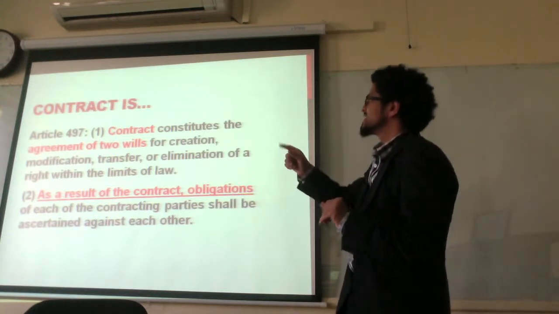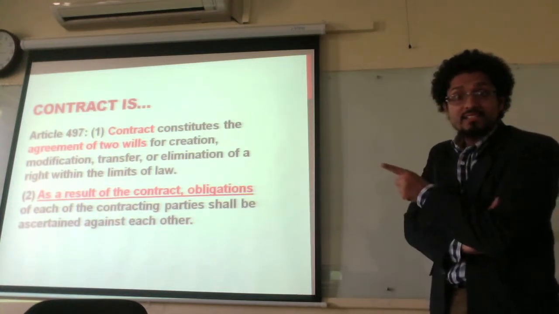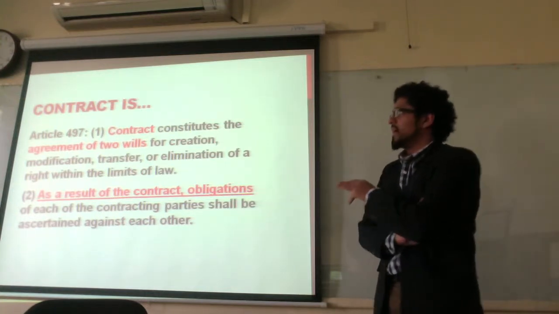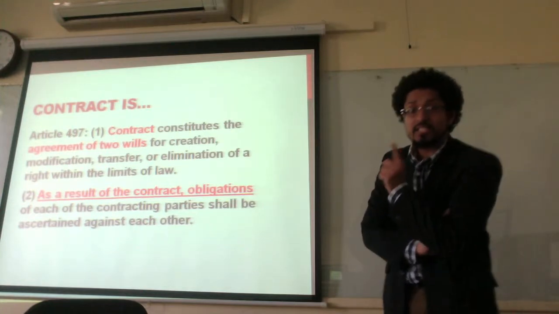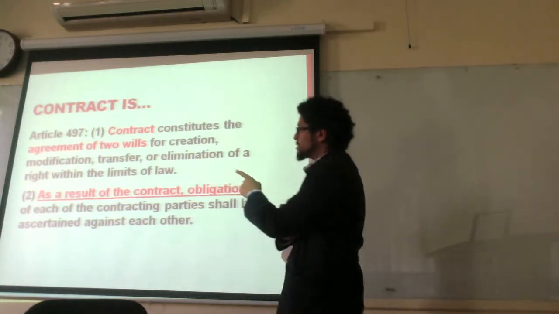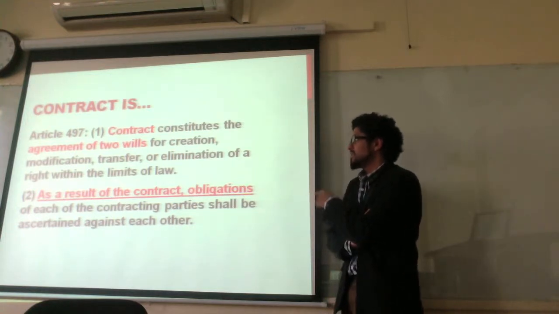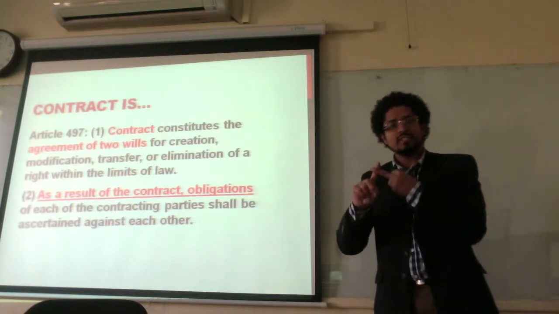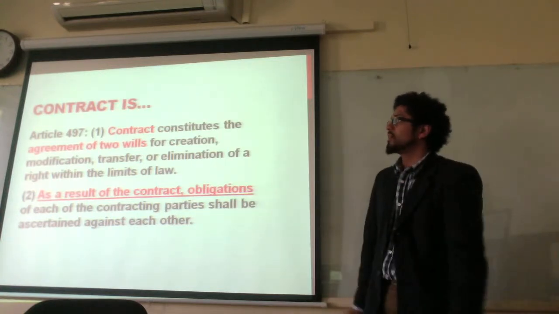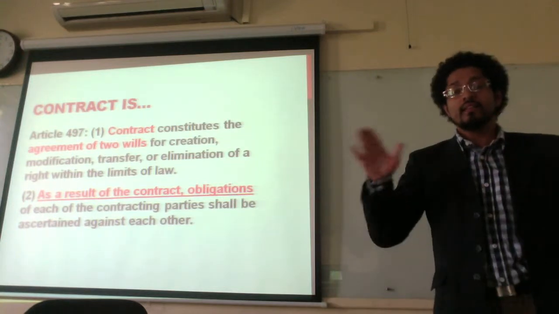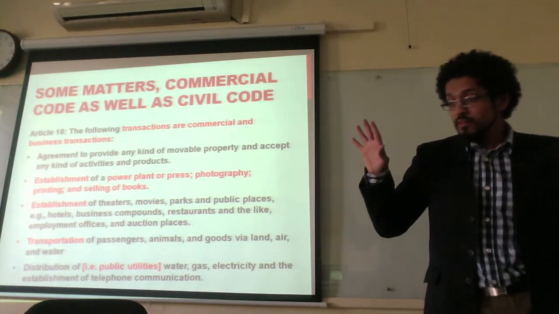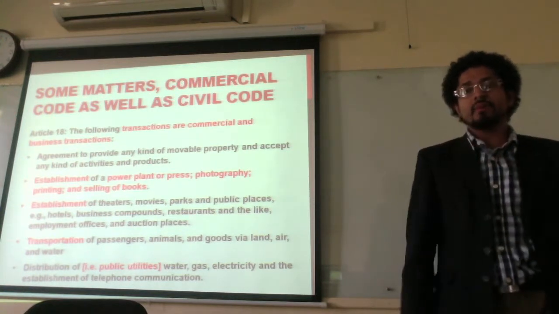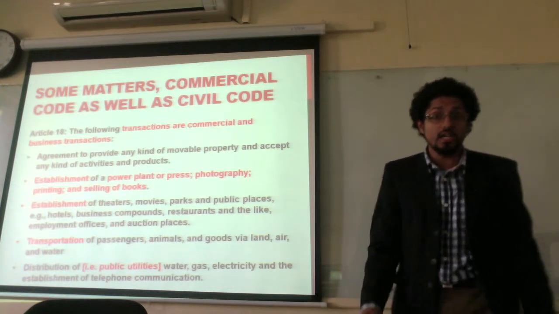Neither are these videos. So a contract constitutes the agreement, important word, of two wills for the creation, modification, transfer of a right. So the agreement of two wills. That's the first point that's important. And second, as a result of the contract, obligations are created. So it's an agreement of two wills. As a result, obligations are created. That's really what 497 is getting at. It's really that core article that talks about contracts exist when there is an agreement between two parties, and then from that flows certain legal consequences.